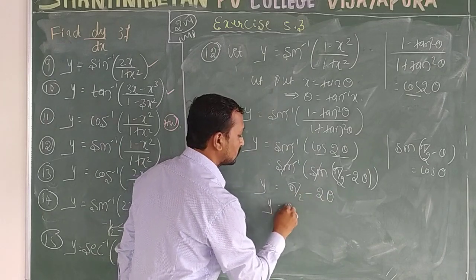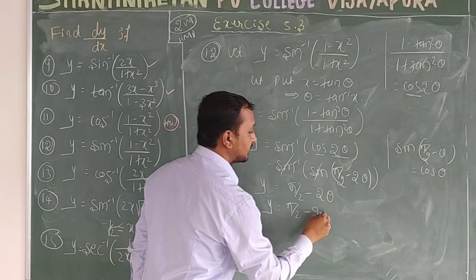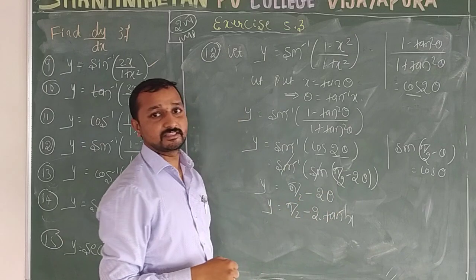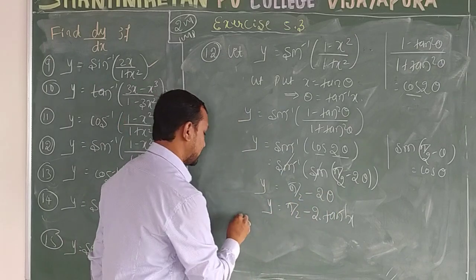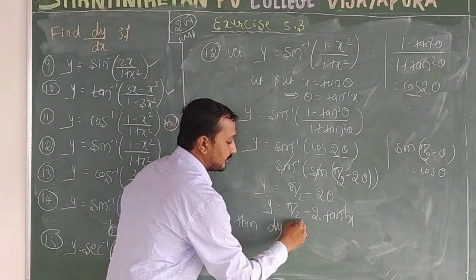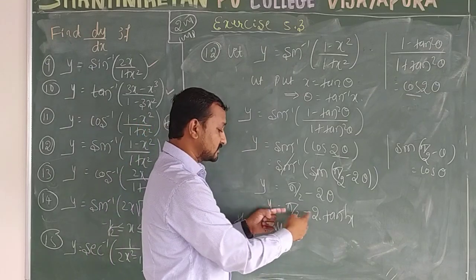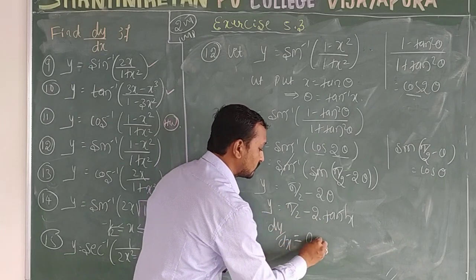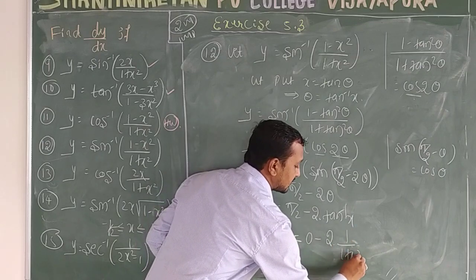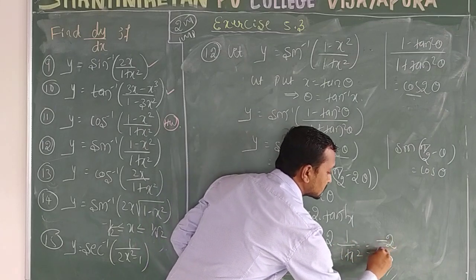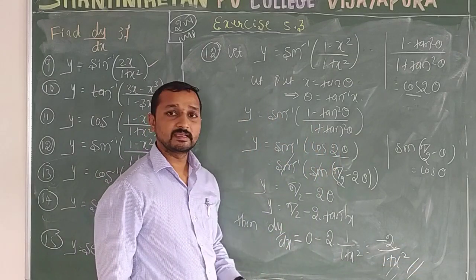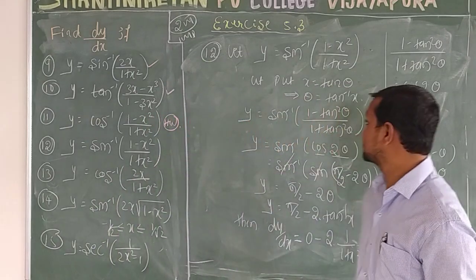So y is equal to pi by 2 minus 2 into theta, and theta is nothing but tan inverse of x. Then we differentiate. Then the derivative of y, dy by dx, equals the derivative of pi by 2, which is 0, since the derivative of a constant function is 0, minus 2 into the derivative of tan inverse of x, which is 1 divided by 1 plus x square. That is nothing but minus 2 divided by 1 plus x square. Is that clear? Very simple example it is.